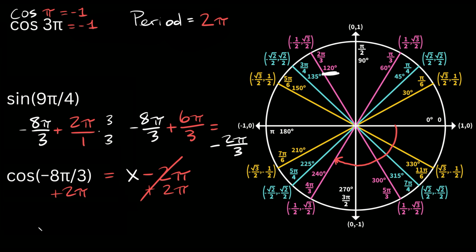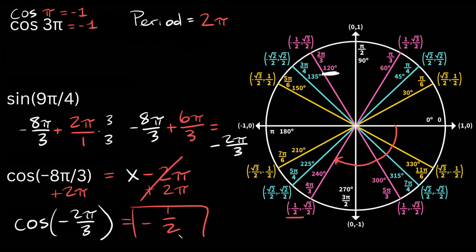Okay, so again, this is the same thing as looking for the cosine of, instead of negative 8 pi over 3, we're going to look for negative 2 pi over 3. So the cosine of this angle right here, you can see, is negative 1/2. All right, so the cosine of negative 2 pi over 3, which again is the same as this one up here, are both equal to negative 1/2.